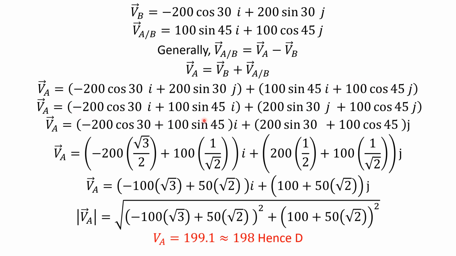If you bring your i components together and your j components together, you obtain this expression here. And if you isolate your i's and j's as such and replace cos 30 by root 3 on 2, sine 45 by 1 on root 2, sine 30 by half, and cos 45 by 1 on root 2, and do your evaluations properly, you are going to obtain velocity of A to be equal to 199.1, which is approximately equal to 198, and hence you can conclude that the option D is the correct option.